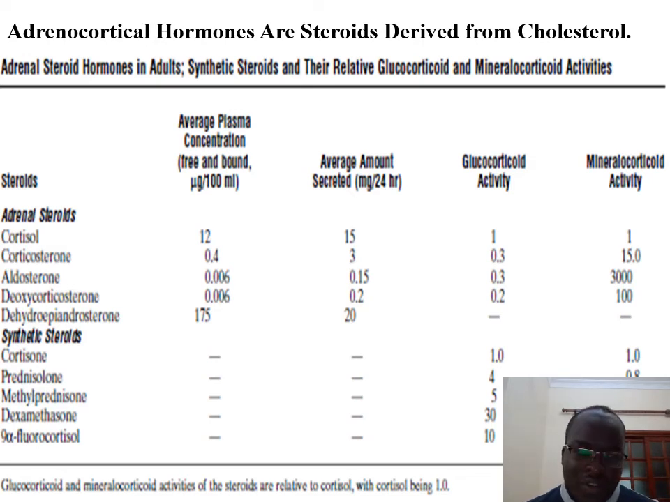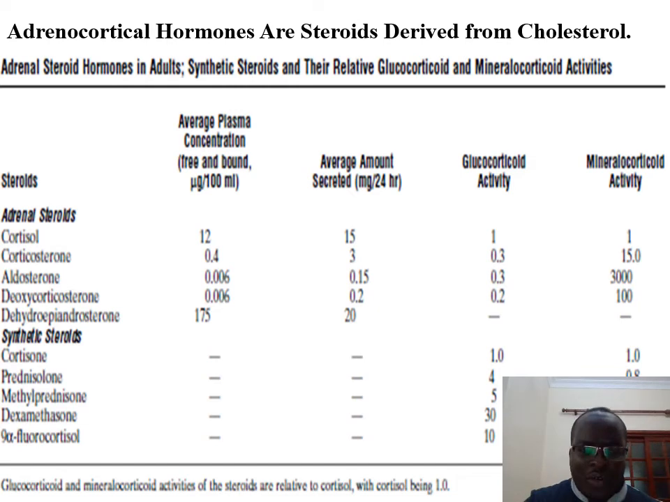different hormones. The steroid hormones, we have the adrenal hormones like cortisol, corticosterone, aldosterone, deoxycorticosterone, dehydroepiandrosterone. All these hormones are produced by the adrenal cortex, and their effect, the glucocorticoid activity and mineralocorticoid activity.